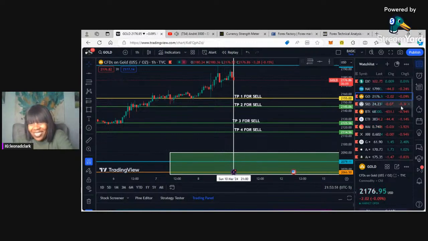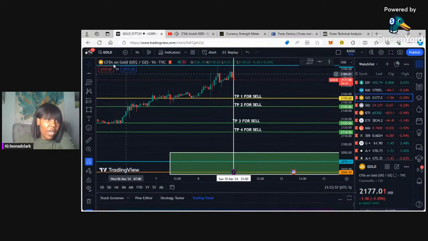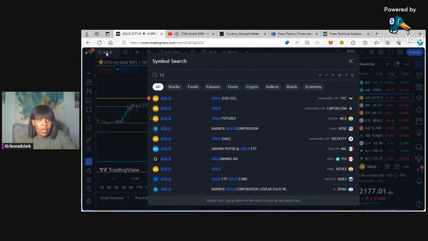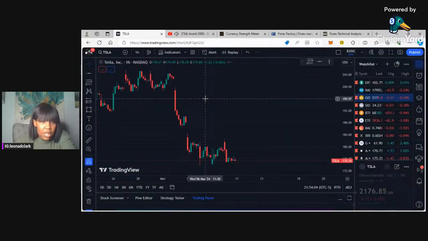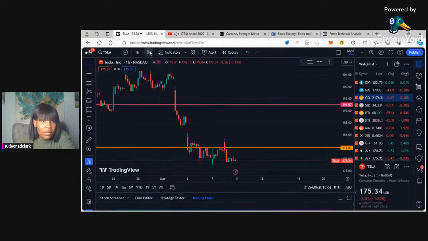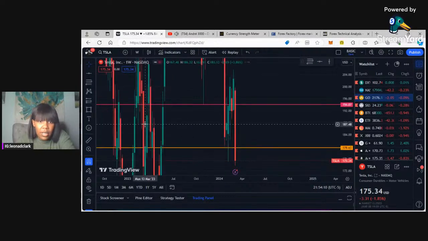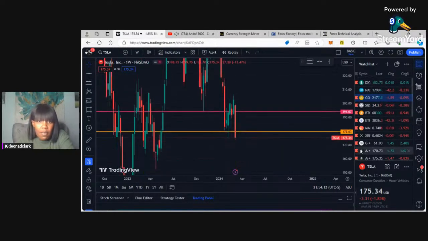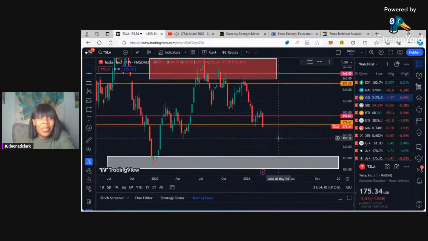Let's go look at Tesla. I think I had that marked up from last time. I don't have that saved. Okay. So, Tesla. Let's go. I had it on the week. Well, there we go. That thing is still pushing down.